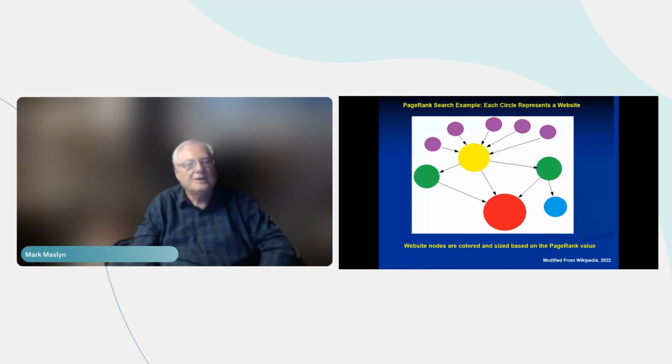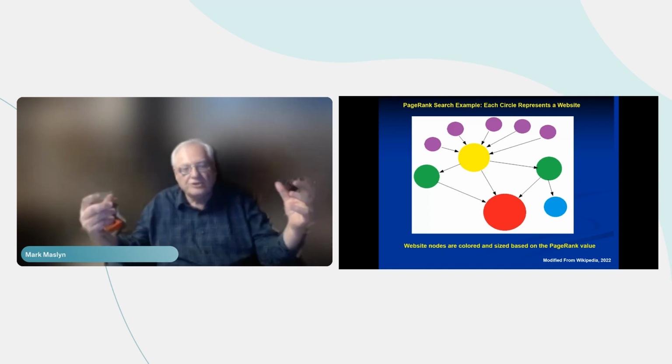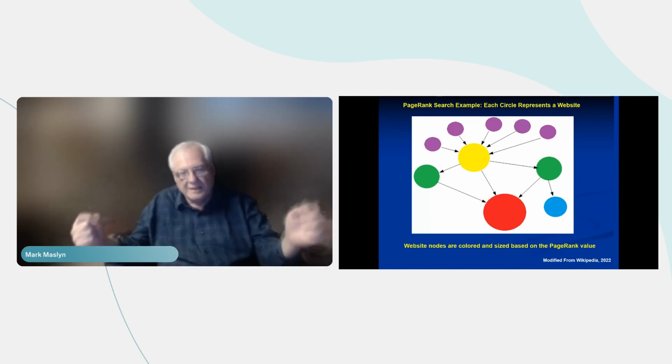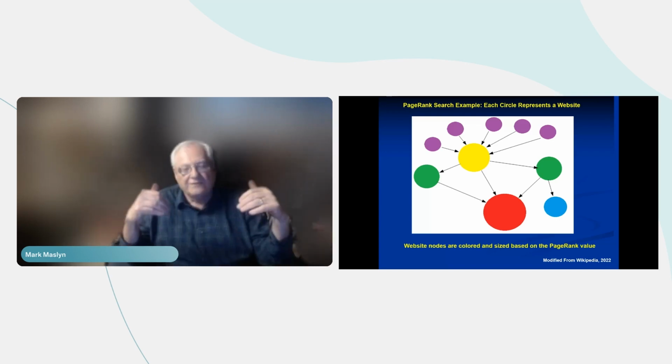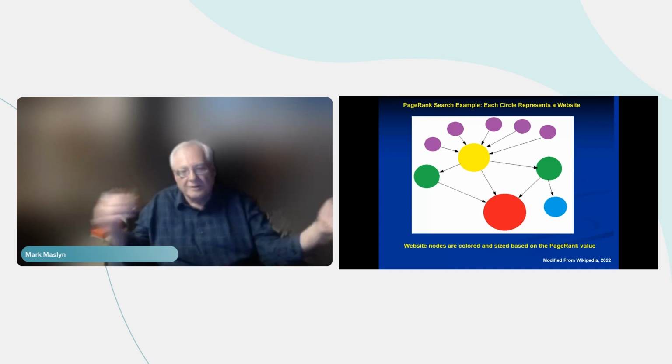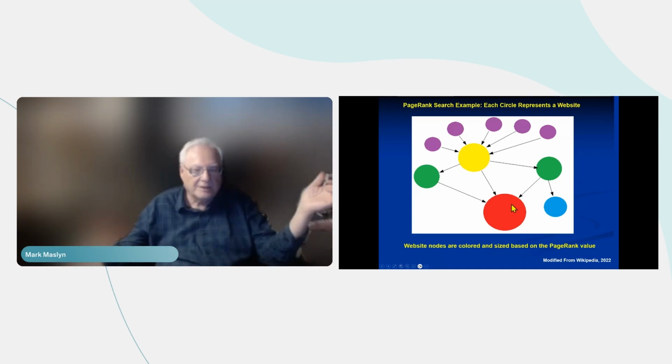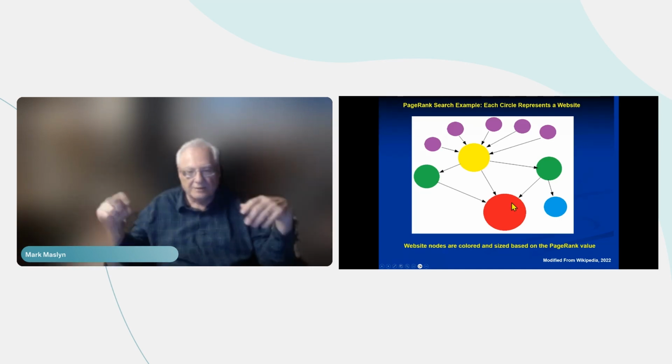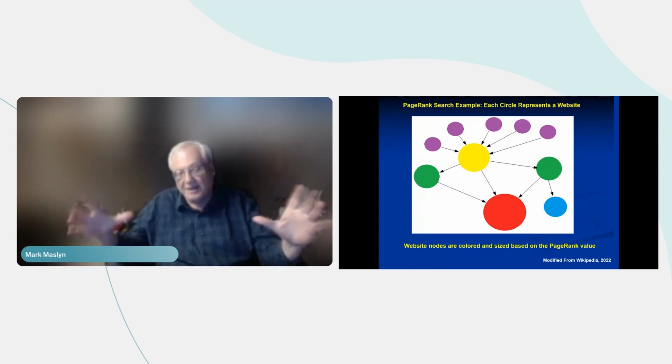Each one of the circles represents a website, or a link, I should say. And so what ends up happening is that the larger the circle means it has more overall input from either the direct links or the side links that are coming into it. Let's take, for example, the red circle. Size means that it's got the highest PageRank value.